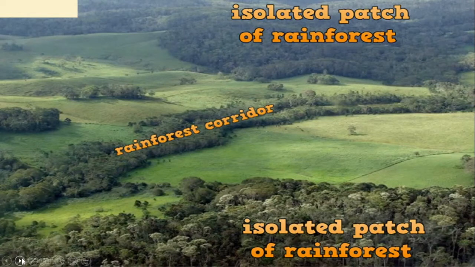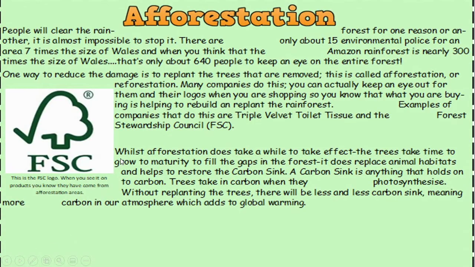Okay, so you've finished your first box, you've got 3 more to go. We're now going to look at the argument for afforestation. People will clear the rainforest for one reason or another. It's almost impossible to stop it. We police it. We try and put laws in place. We try and put different movements and different protests to control it, but it's going to happen.